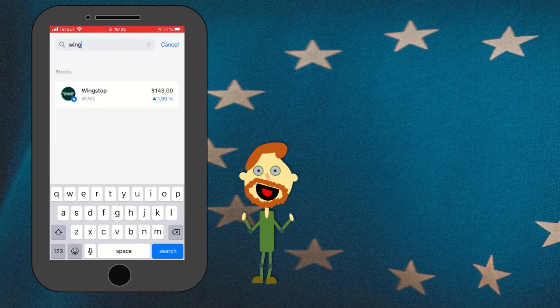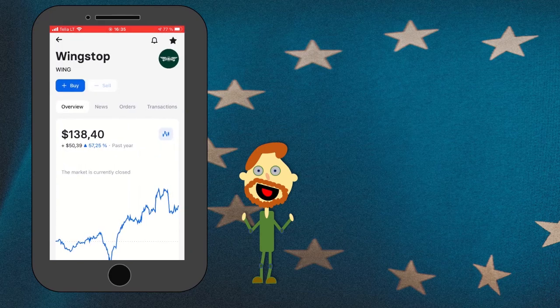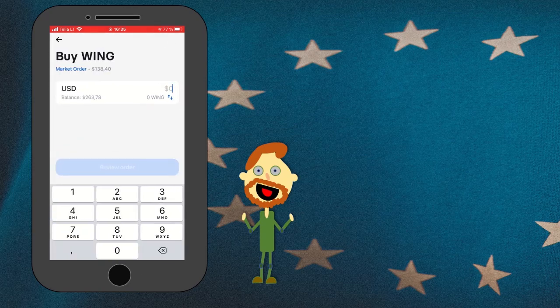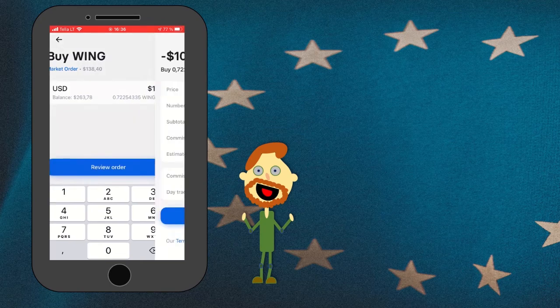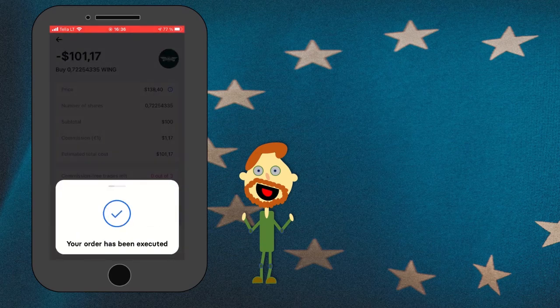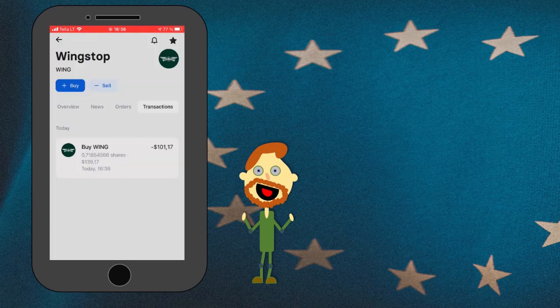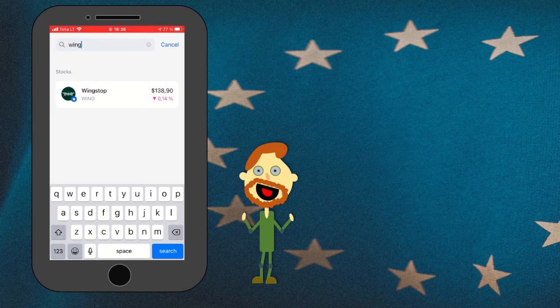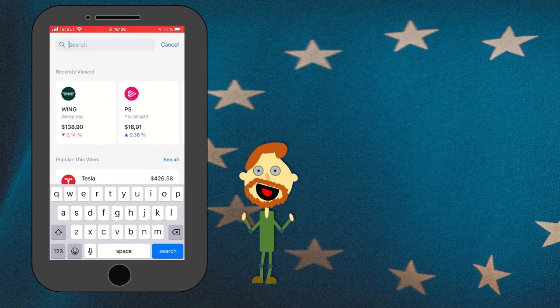I'm also planning to buy some Wingstop, so I'm planning to use $100 for that as well. And this one will cost me $1.17 to execute this trade, because I used my balance of 3 free trades.